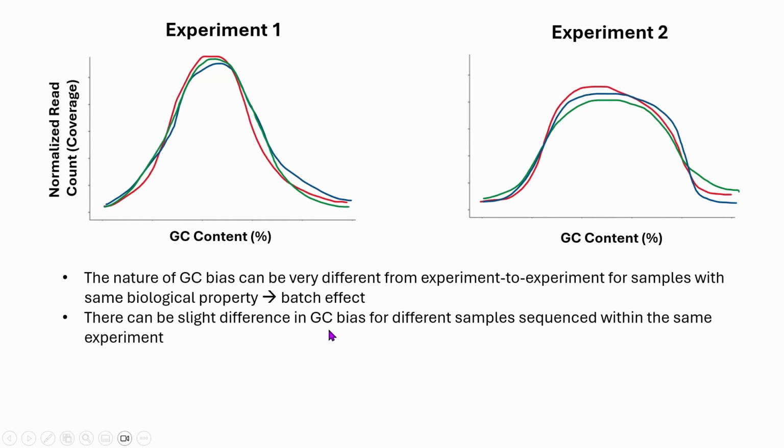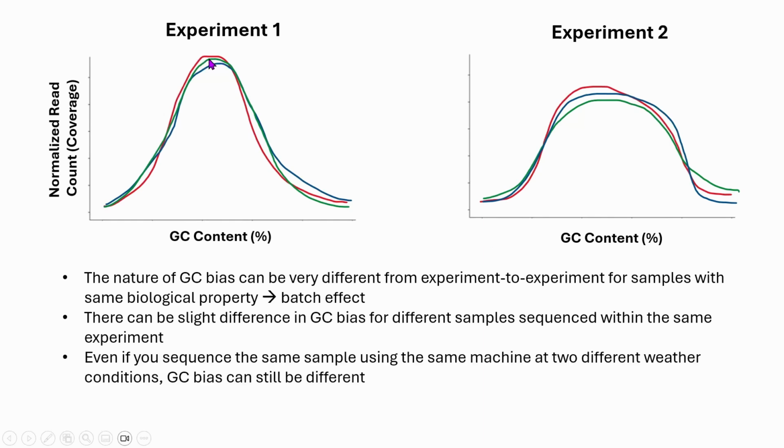And there can be slight differences in GC bias for different samples sequenced within the same experiment, which we are seeing right here. Here is the most interesting part. Suppose we take this red sample right here and we sequence it in the morning, maybe on day 1, and on day 7, we again sequence that same sample in the afternoon in the same lab. Now you would expect the two curves from those two sequencing runs to be exactly the same, because they are the same sample sequenced in the same lab. But no, there will still be some difference because of the time difference and the difference in environment such as temperature, humidity, etc. That is also an interesting fact to understand.